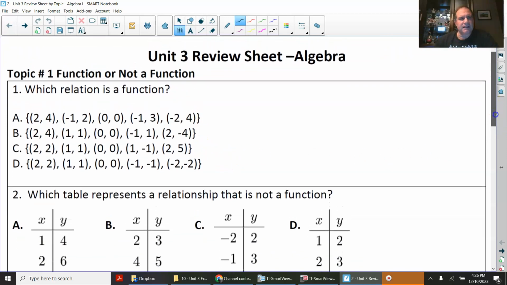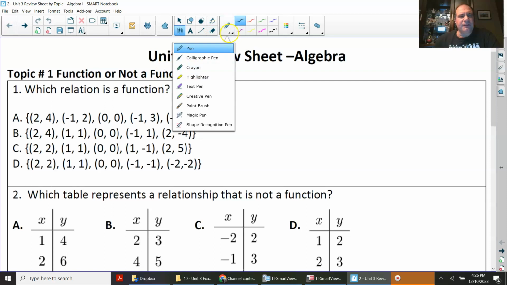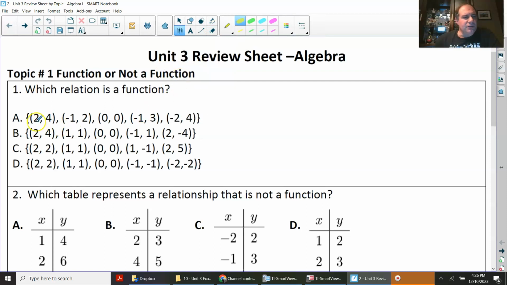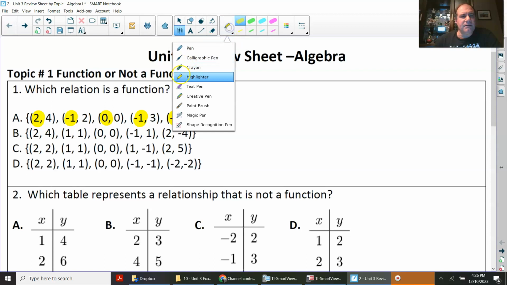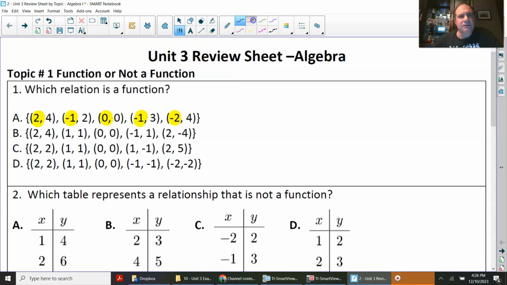Remember, a function is every x has its own y, every input has just its own output. When you're looking if a relation is a function, you are looking at the x's first, and if the x's repeat, like right here and here, they repeat and go to different y's, that means it is not a function. So A is out, that is not a function.